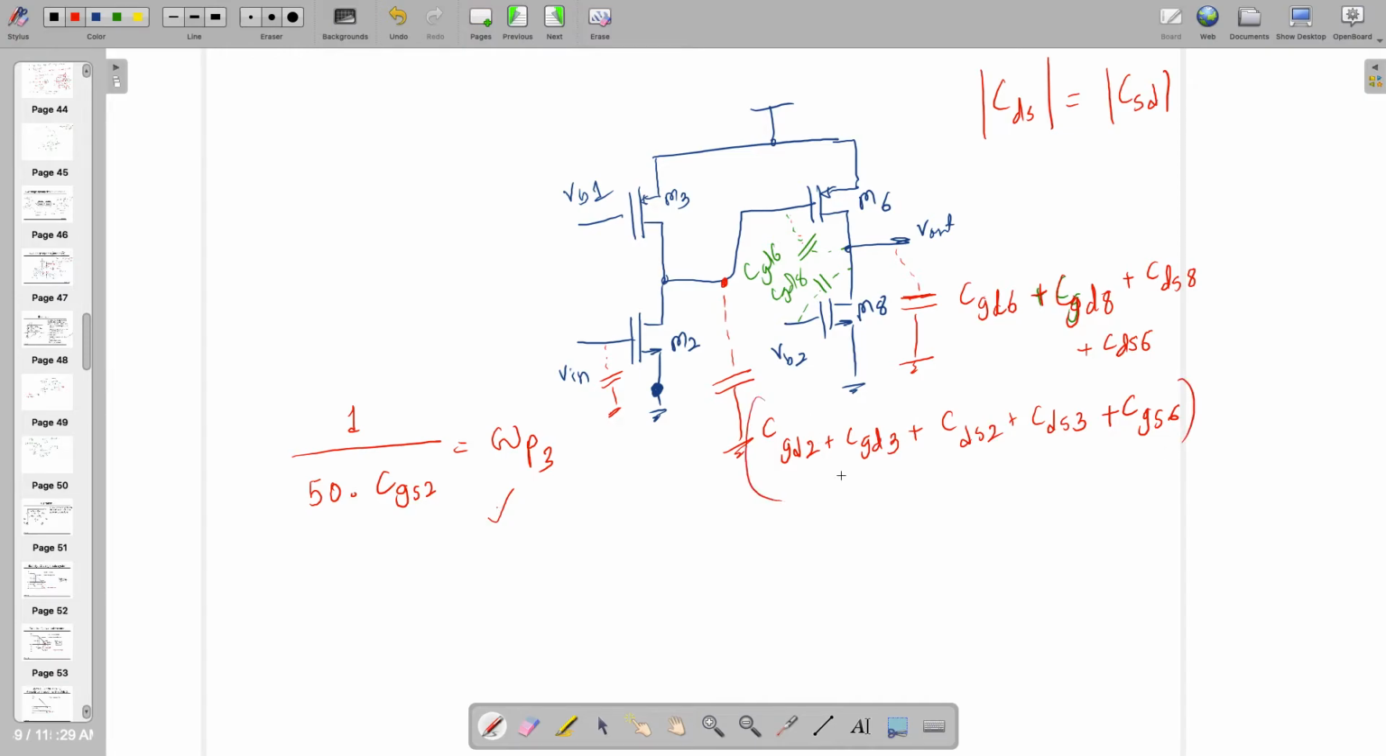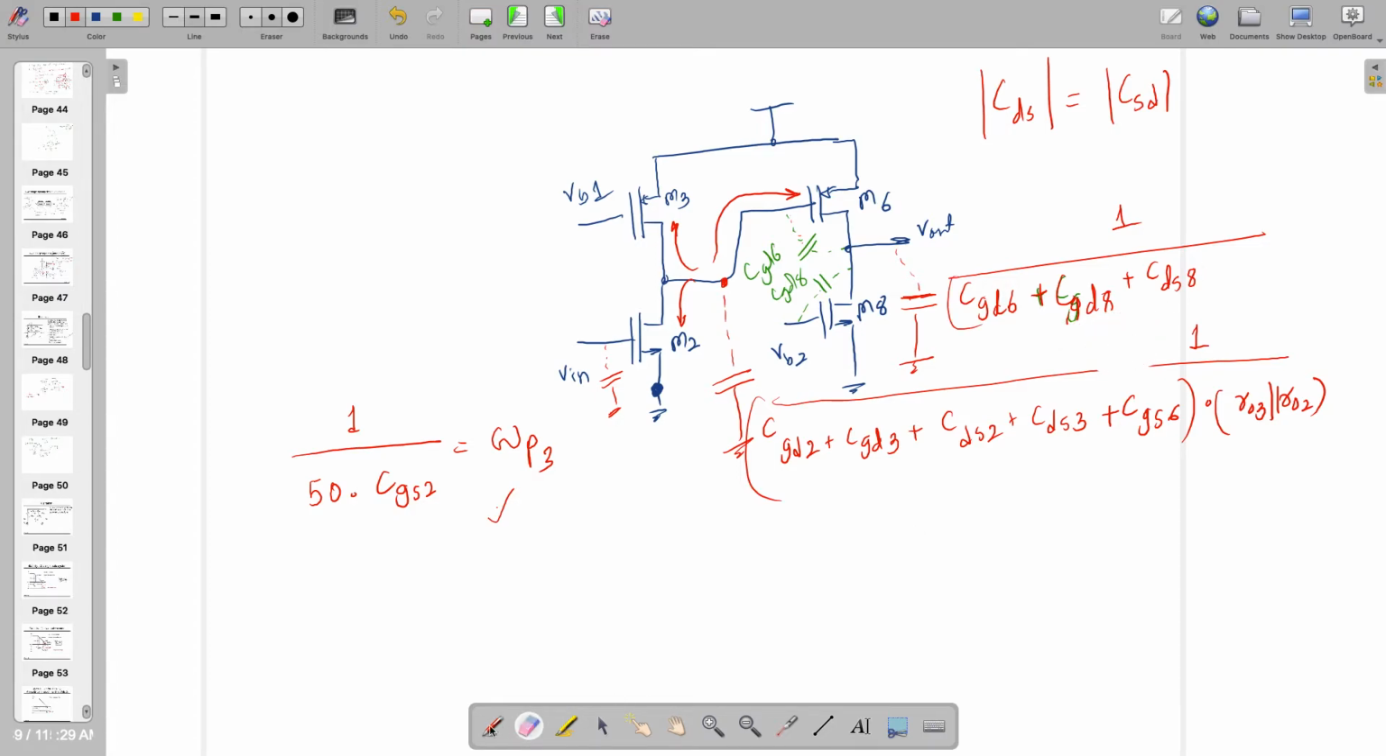Second one, so 1 by what is the capacitor times resistance: RO3 in shunt with RO2 in shunt with infinite resistance if I'm looking here, right? Similarly, at this side, it's 1 by times RO6 in shunt with RO8. Right?